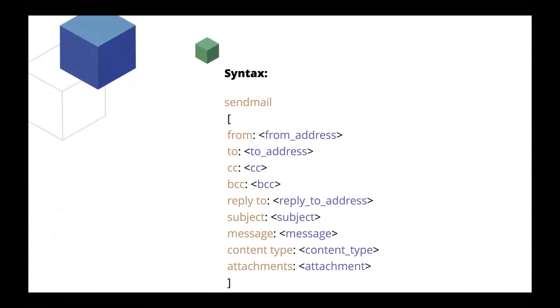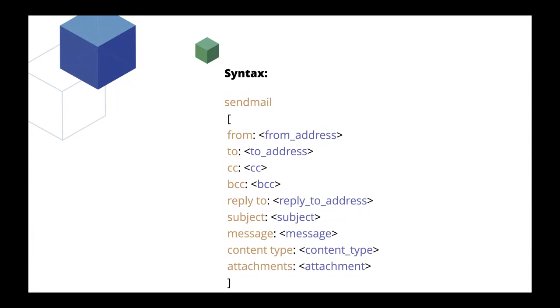The basic syntax for the send mail task is: you have send mail, and then inside your square brackets you have the from and to email address, which are mandatory. The from email address has to be zoho.adminuserid or zoho.loginuserid, or it can even be a verified email address. And the BCC, CC, and the reply to are all optional.